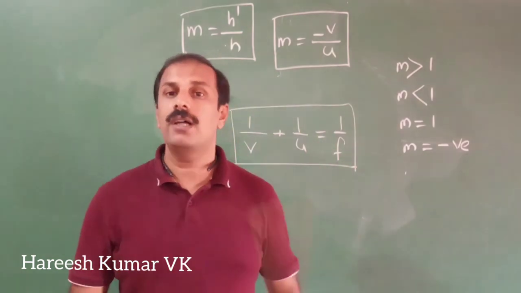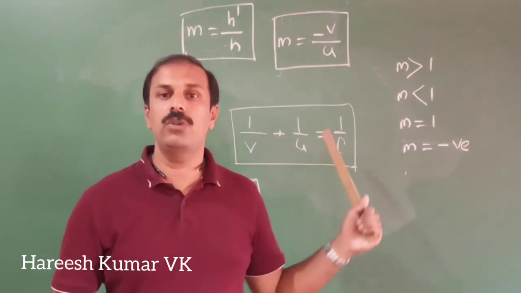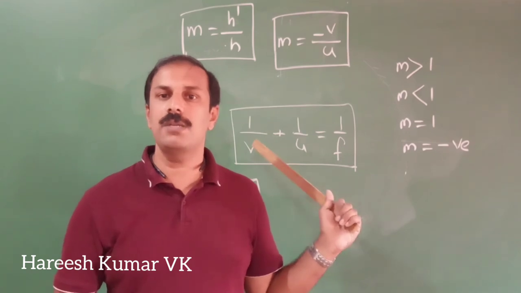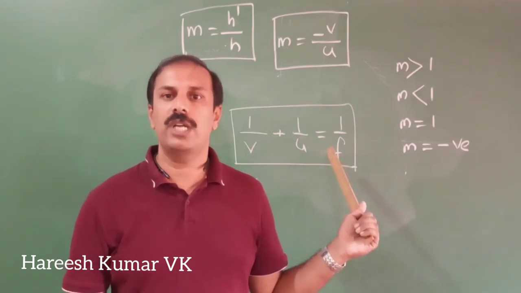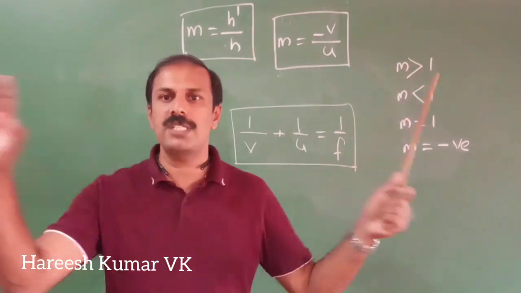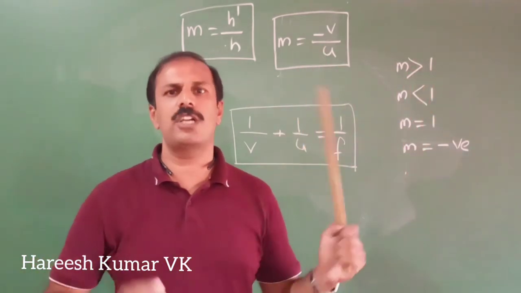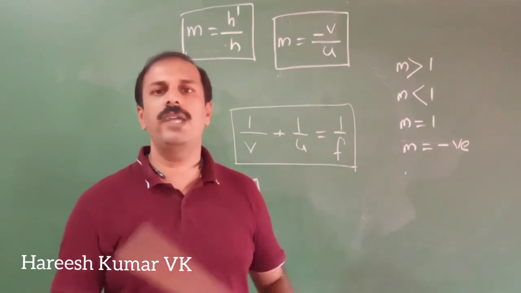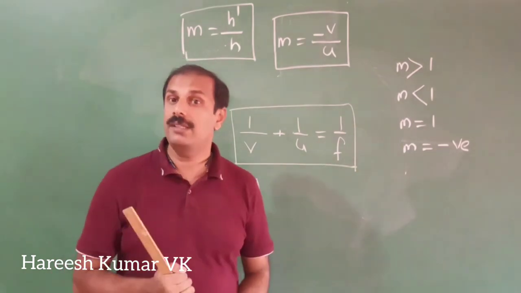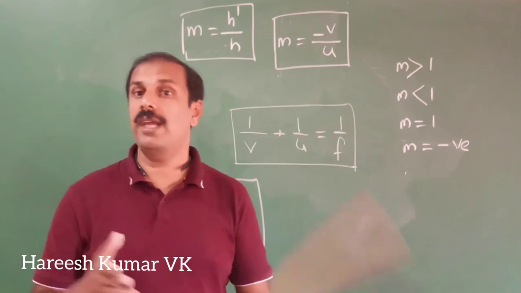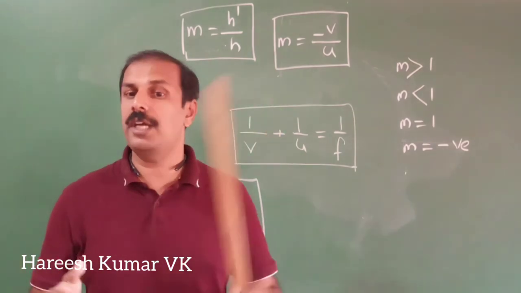Then the mirror formula: 1 by v plus 1 by u is equal to 1 by f. v is image distance and u is object distance. Do not get confused, because in ABCD when you are studying, first u comes, then v comes. First object comes, then image comes. Okay. Then afterwards 1 by f. f is the focal length, and focal length will be positive or negative for which mirror? Just think about that.